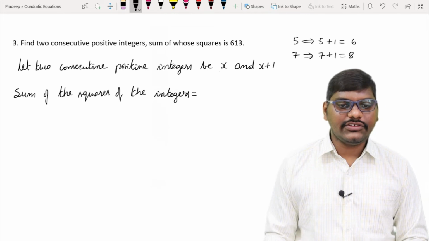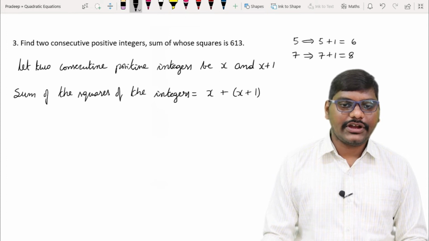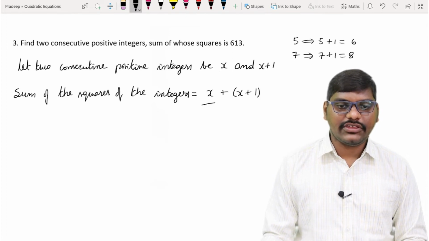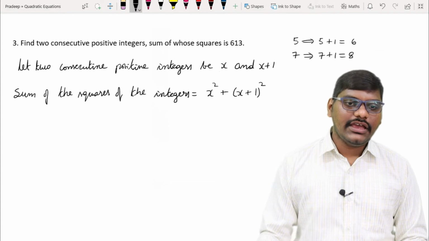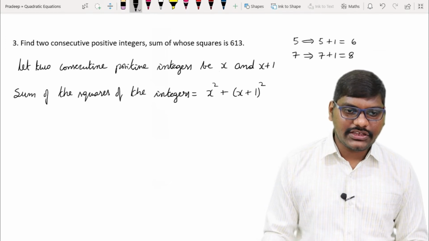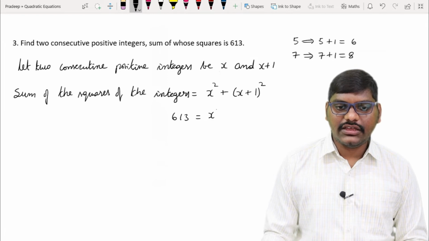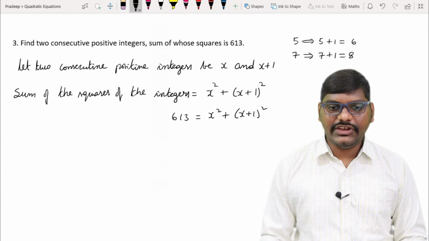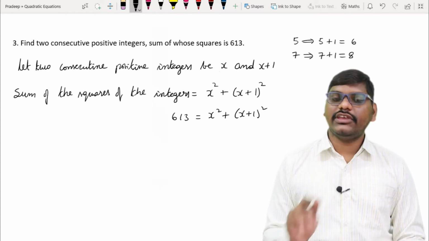So that I can write one as x and the other as the sum. No, I can write x plus 1. I just added: the first term is x and the second term is x plus 1, and the square of this number, so x square and x plus 1 whole square. The value is 613, so I can write 613 equal to x square plus x plus 1 whole square. When we did this, we got the value as 613. That is what the question gave.